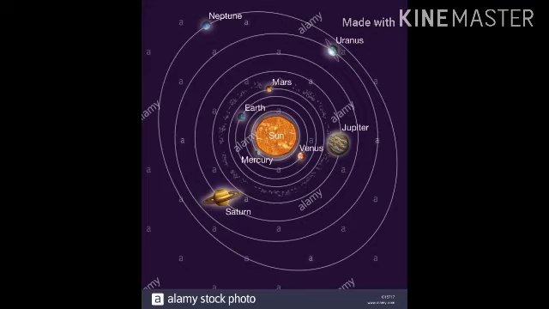In this picture, we can see orbits of all 8 planets. The arrow mark shows the Sun is in the central part of the solar system. All the 8 planets are moving around the Sun in their own orbits. The arrow shows the orbit of the Earth and orbit of the Jupiter.